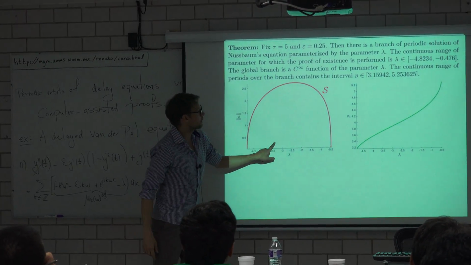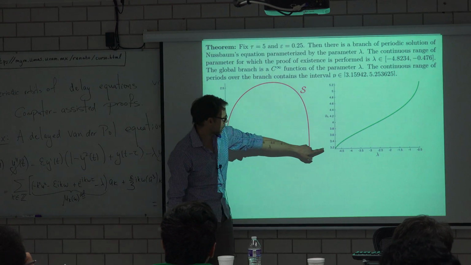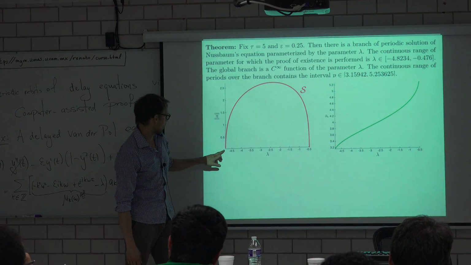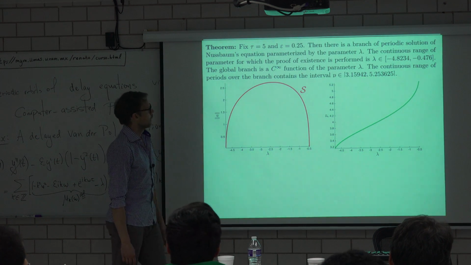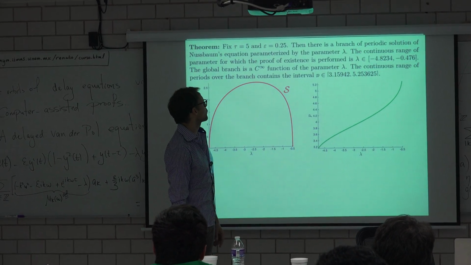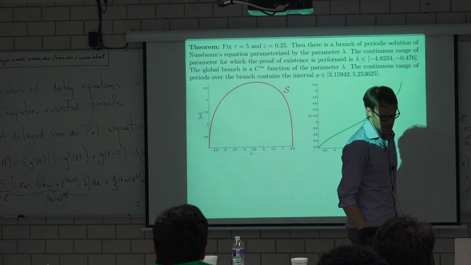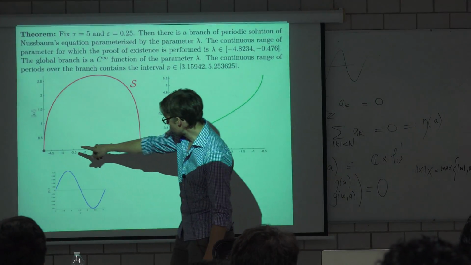Parameterized over lambda, and then the range of periods goes from basically 3.2 to 5.2. So the period here is about 3.2. It goes all the way to 5.2. Yeah, the parameter range goes from minus 4.82 to minus 47.6. And for instance, you can see here that's the solution on the left.